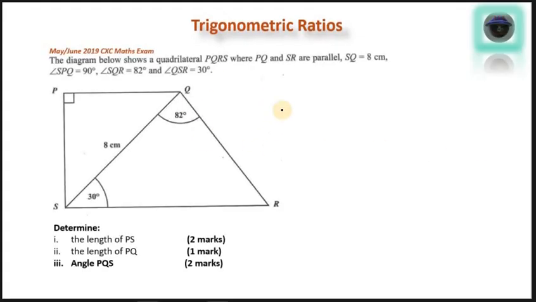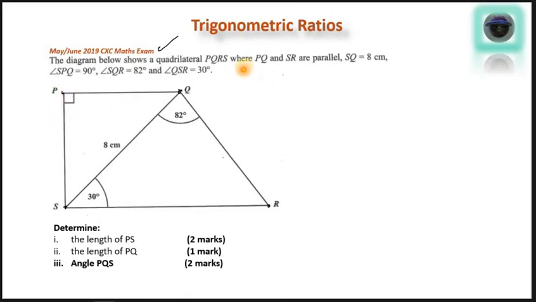All right, so here we have the progress question. The diagram below shows a quadrilateral, meaning a four-sided shape, PQRS, P, Q, R, and S. So those are the four vertices, and of course it means that we have four sides. If you look at it, we have PQ, QR, RS, and SP. So that's 1, 2, 3, 4.